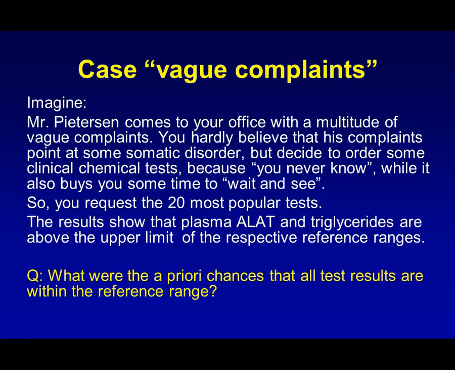So you request the 20 most popular tests. The results show that plasma transaminase and triglycerides are above the upper limit of their respective reference ranges. But what is the chance that all tests are within the reference range? Because the reference range is a 95% confidence interval, and this means that the chance of a value which is not within the reference value is 5% per test.